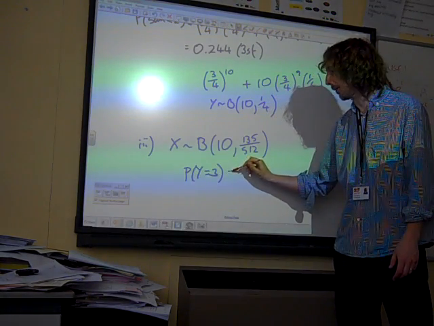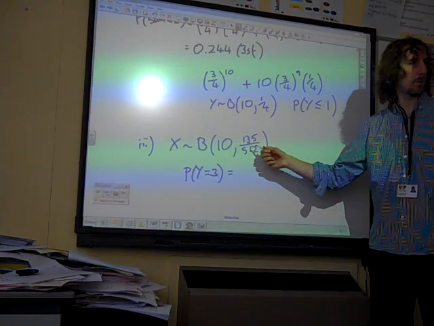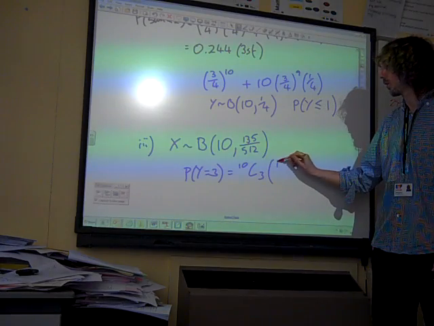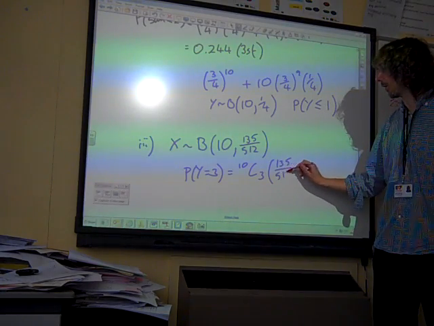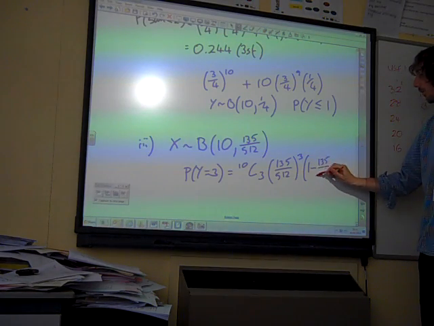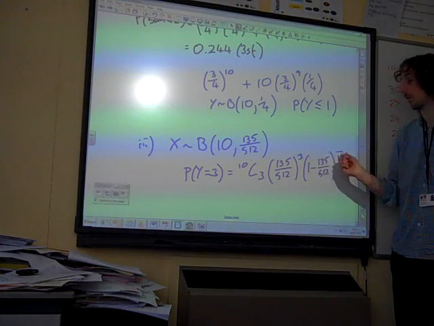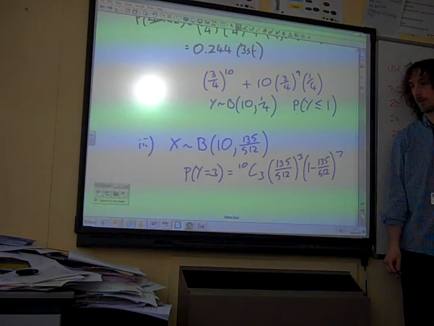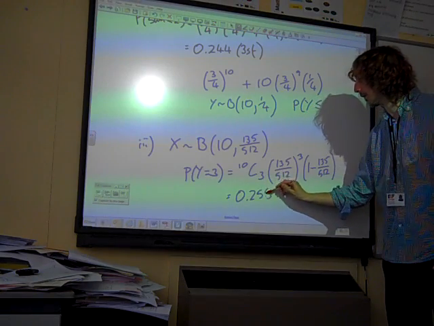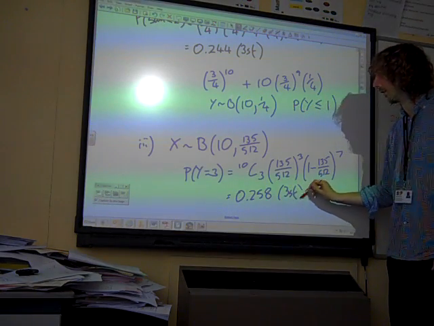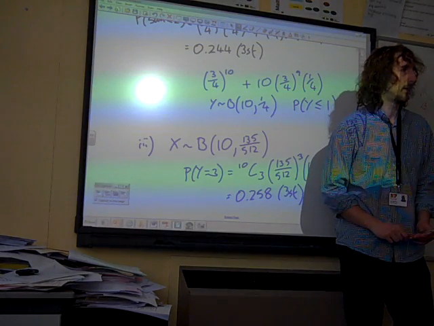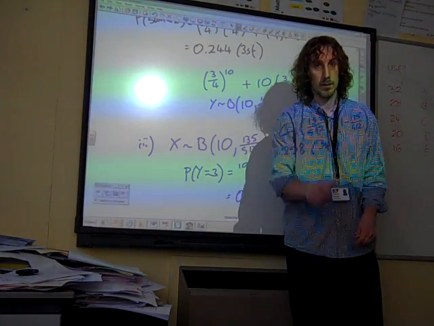You definitely can't use the tables for this one, because that probability isn't going to appear, is it? That is 10C3, 135 over 512 cubed, 1 minus 135 over 512 to the power of 7, because 3 out of 7 is 10. To calculate that, it's 0.258 to 3 significant figures. And that is that question. Oh yeah, and that's maths 100.